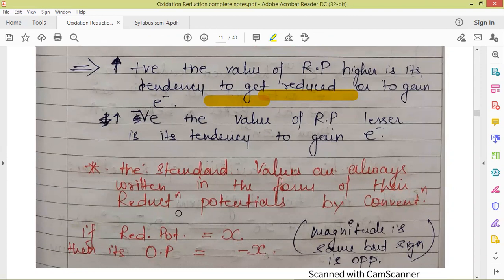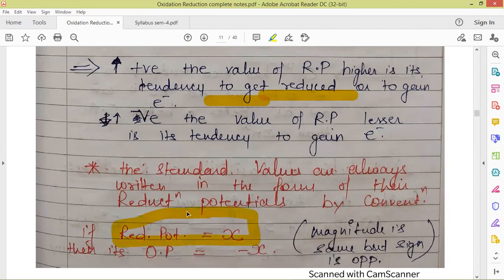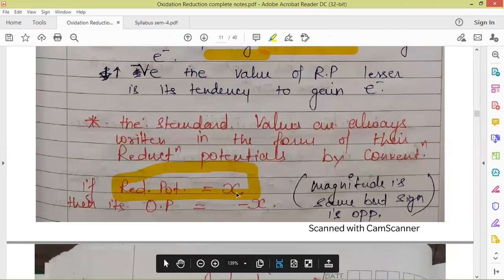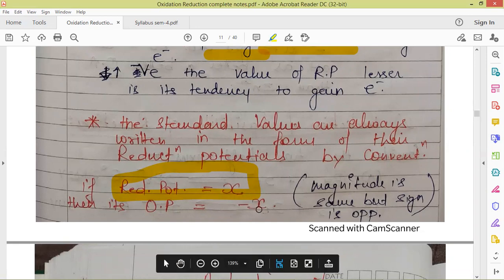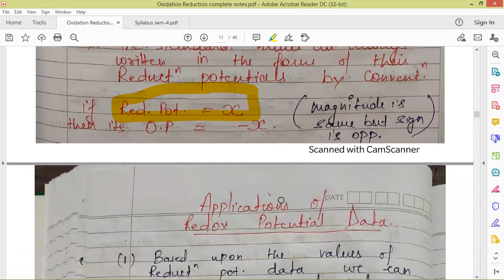This is the convention which I have already discussed: the standard values are always written in the form of reduction potential. If we want to know the oxidation potential and we know the reduction potential, we get the oxidation potential by putting a minus sign on the value of the reduction potential. If the reduction potential is x, the oxidation potential is minus x. If it is minus x, then it is x. So the magnitude is the same, but the sign is opposite.